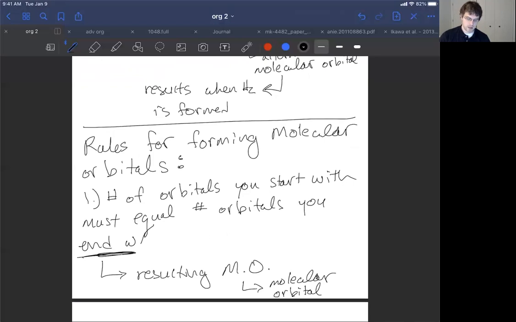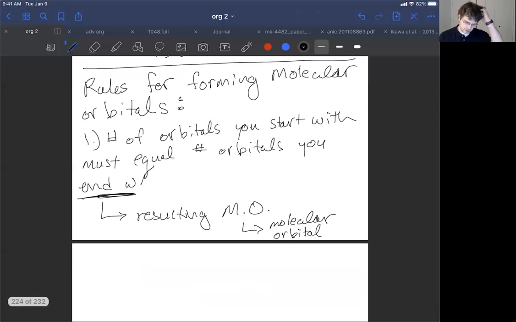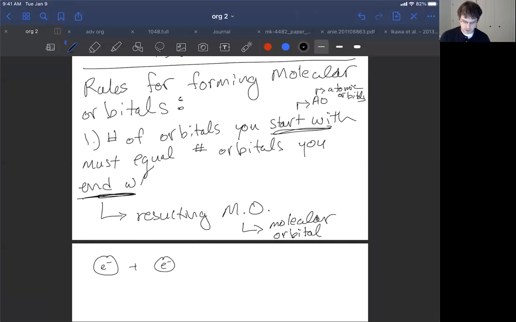Okay. Now, this is important. And so the number of orbitals that we start with, these are typically AOs, or atomic orbitals. So in the first example, we had our two 1s electrons resulting in a molecular orbital that was oval shaped and was able to hold both of the electrons. So this is called our bonding molecular orbital.